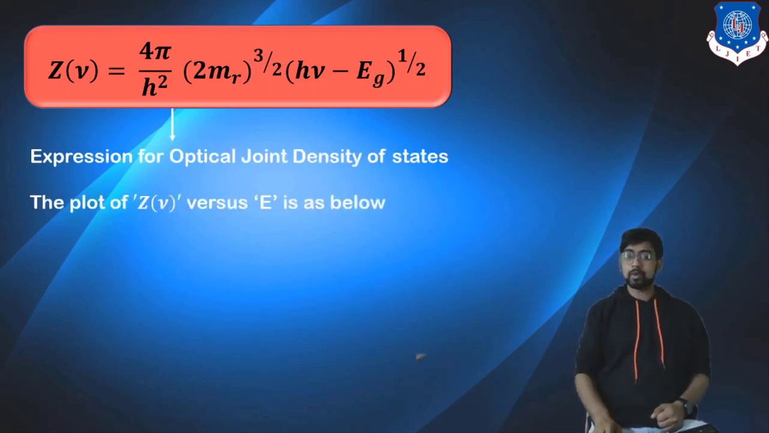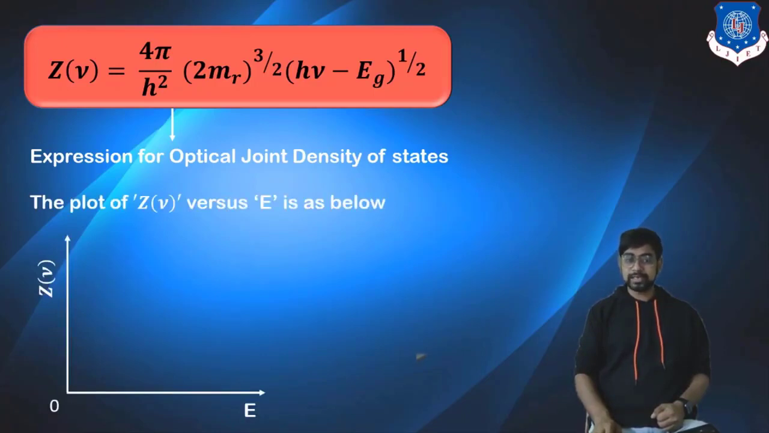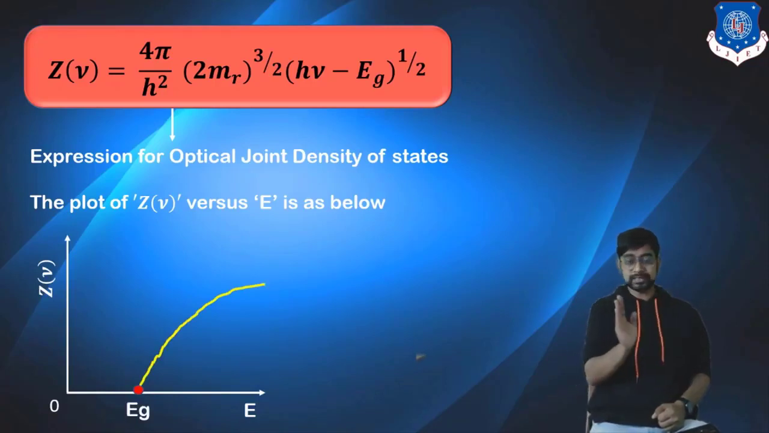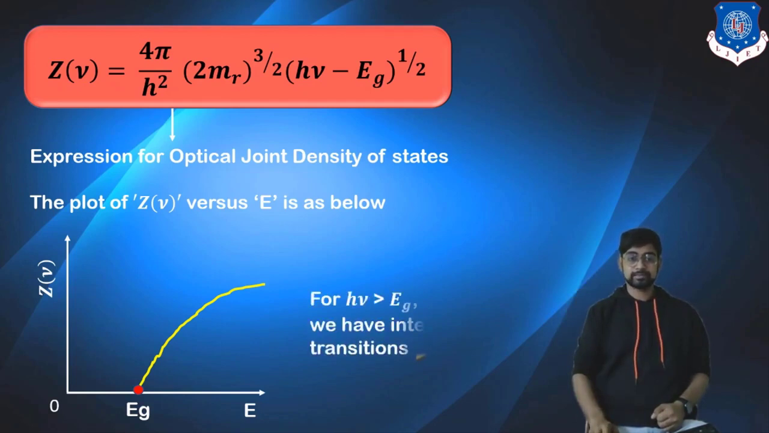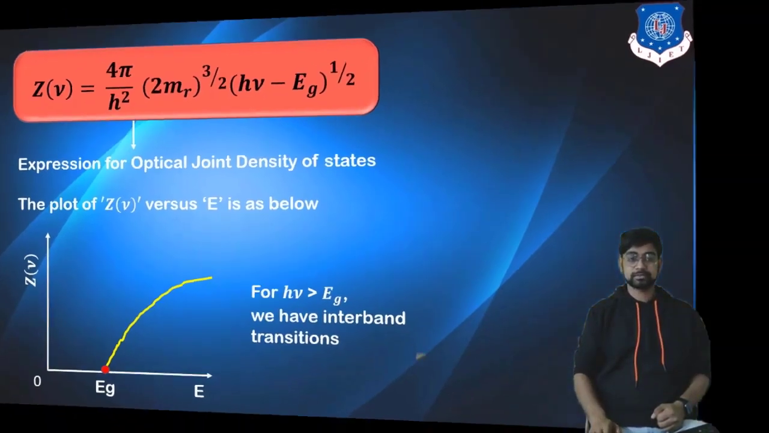Now we are plotting the equation. You can see that Zv is there and energy is there. So you can plot that after Eg. Till Eg there is no rise, and after Eg you get a successive rise. We are concluding this for hv greater than Eg. So what would that be? We will have an interband transition, and an interband transition will basically give you photons.